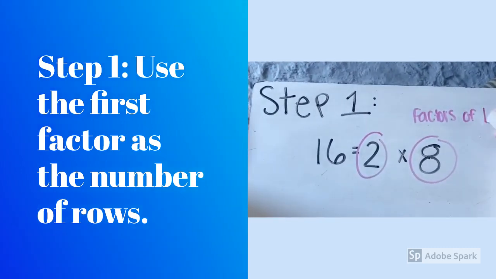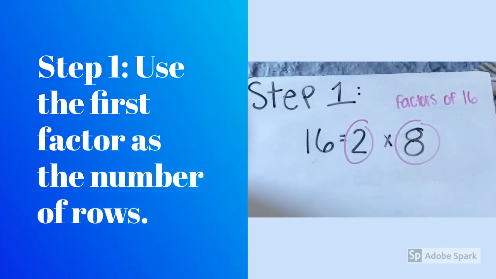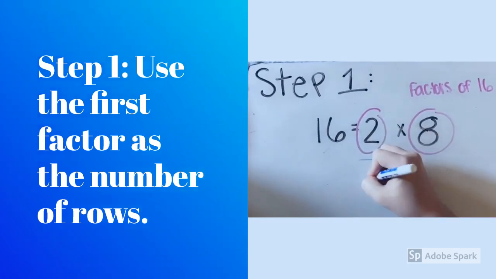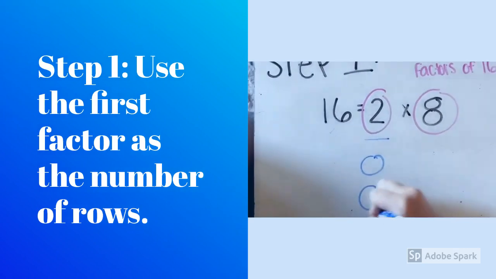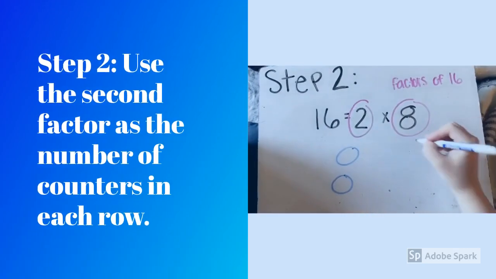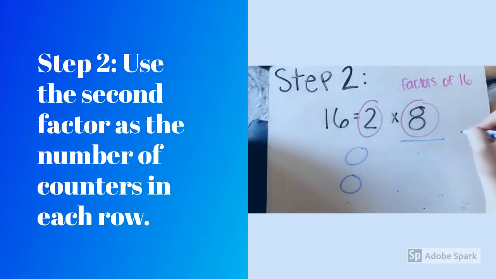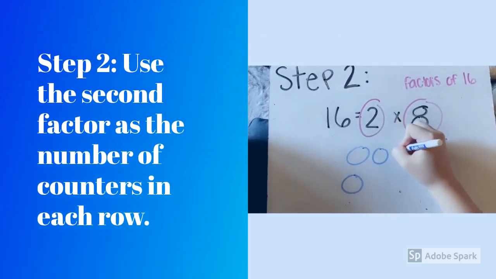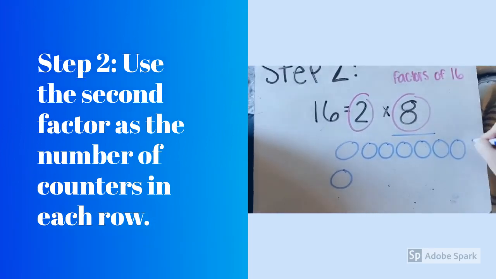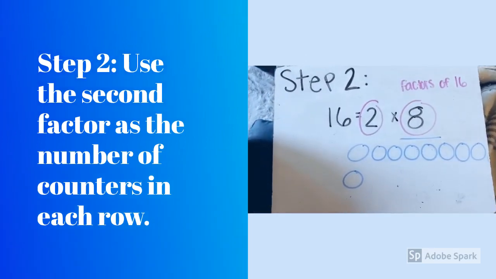Now, step 1 is to use the first factor as the number of rows. So I'm going to use 2 as the number of rows. Step 2 is using the second factor as the number of counters in each row. My second factor is 8, so I will add 8 counters to each row.